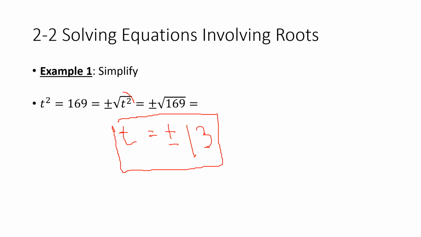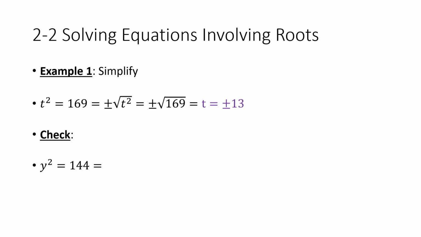Now, let's check the next couple slides and make sure our work is correct. As you can see, we did this math correctly. T will equal plus or minus 13. Now what I want you to do is, on your own, pause the video and tell me what y equals when y squared equals 144. Pause the video and try it on your own.